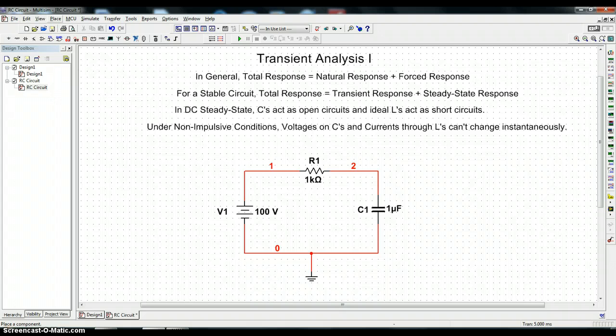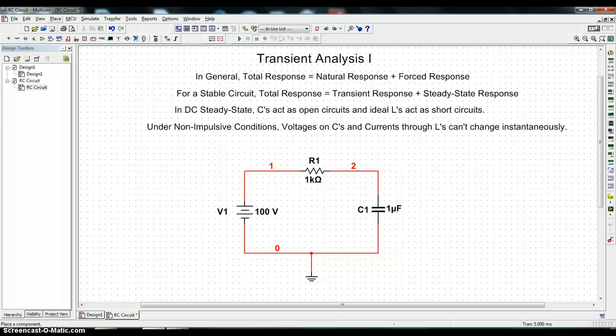Now, for a stable circuit, the natural response vanishes after a sufficiently long time, so we redefine the natural response as the transient response, and the forced response becomes the steady state response. So in casual usage, one discusses the transient plus the steady state, but in general, it's natural plus forced.